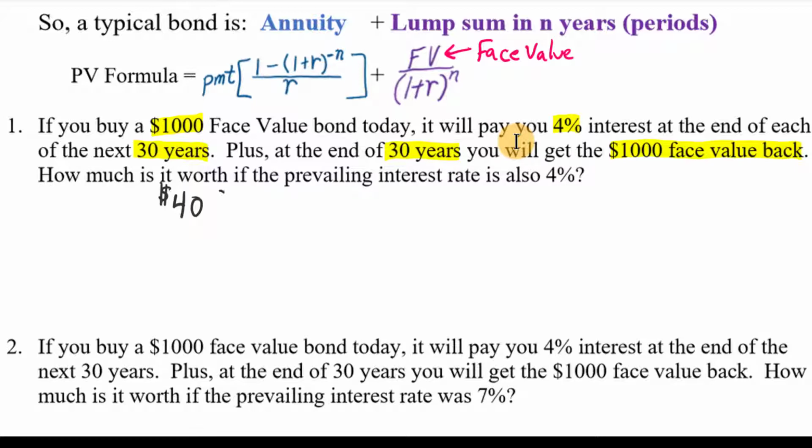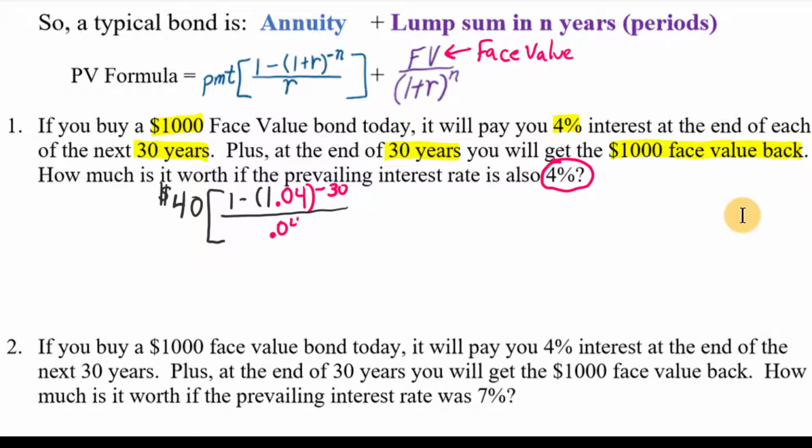So the present value of that annuity, 1 minus 1 plus R. Now, R is not the 4% coupon rate. It's the 4% prevailing rate that we could get in an alternative investment. They're the same in this case, but most of the time they won't be. So we got 1 plus 4%, so 1.04, and then that's raised to the minus 30. And then we divide that by that 0.04.